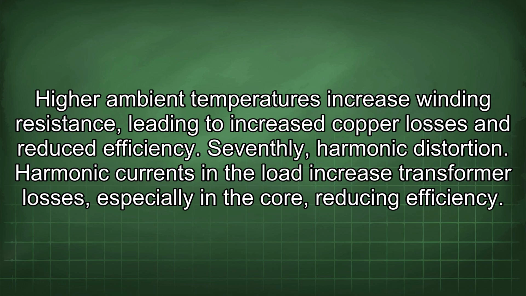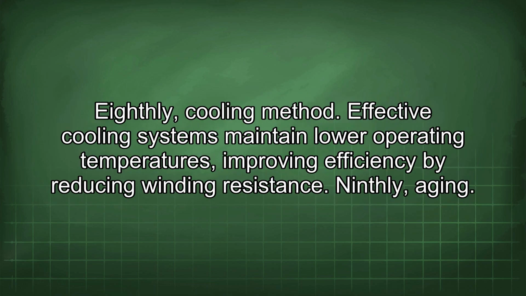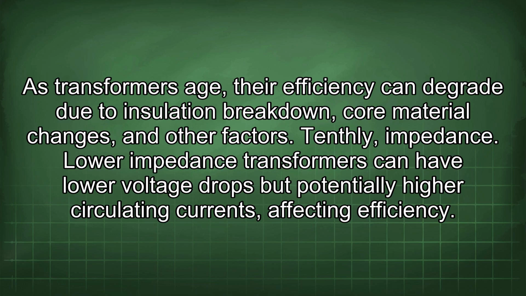Seventhly, harmonic distortion. Harmonic currents in the load increase transformer losses, especially in the core, reducing efficiency. Eighthly, cooling method. Effective cooling systems maintain lower operating temperatures, improving efficiency by reducing winding resistance. Ninthly, aging. As transformers age, their efficiency can degrade due to insulation breakdown, core material changes, and other factors. Tenthly, impedance. Lower impedance transformers can have lower voltage drops but potentially higher circulating currents, affecting efficiency.